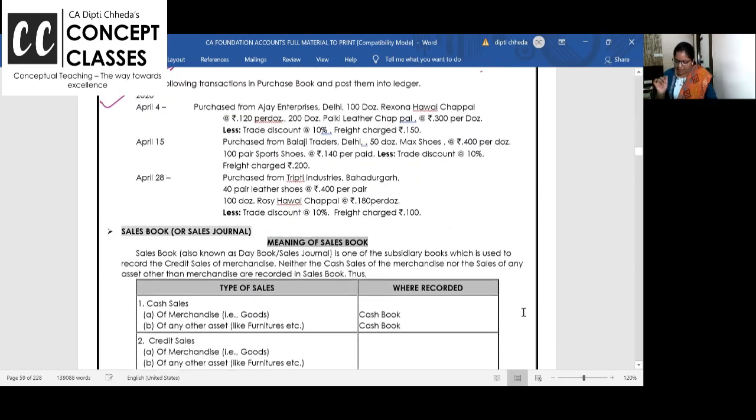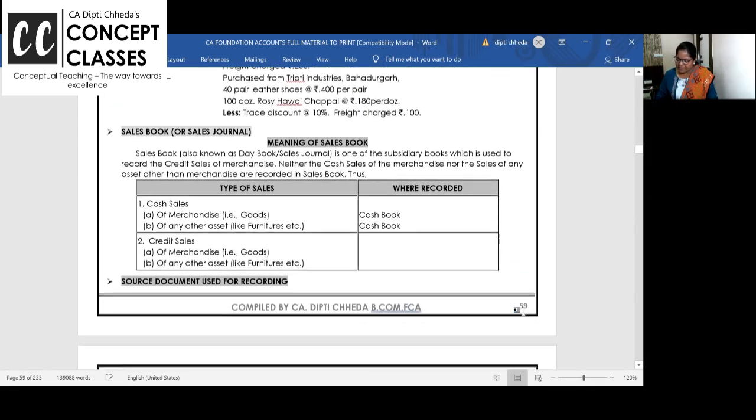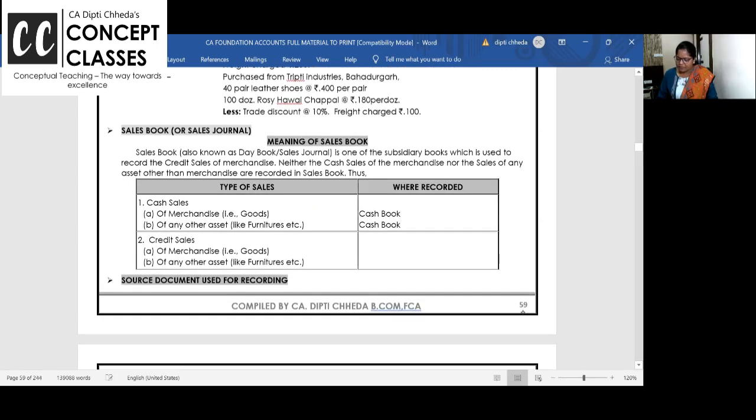See, sales book. This topic is so easy, you can say which sales I will record in the subsidiary book. Yes, credit sales, and that too of goods. If I sell furniture, a typewriter, a scooter, will I record it here? No, I'll record it in the journal proper. And if I'm doing cash sales, I will record it in the cash book. So which sales will be recorded here? Credit sales. Cash sales will come in the cash book. Credit sales of goods will come here.